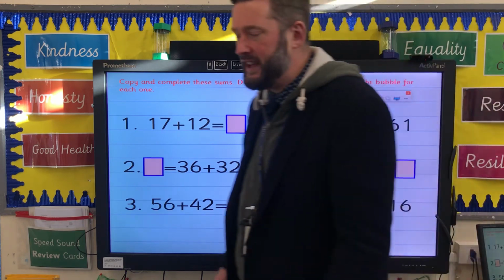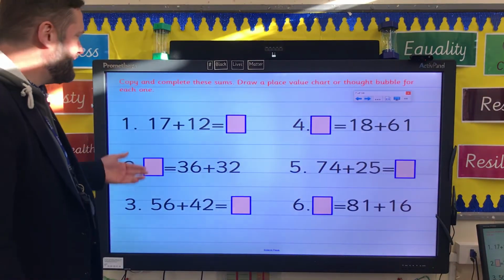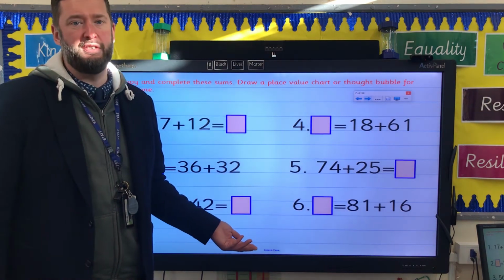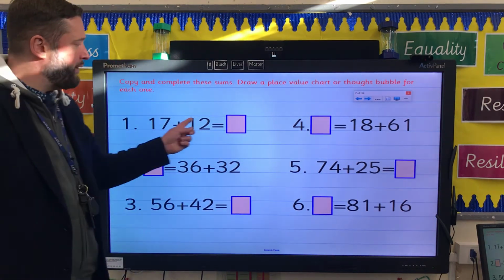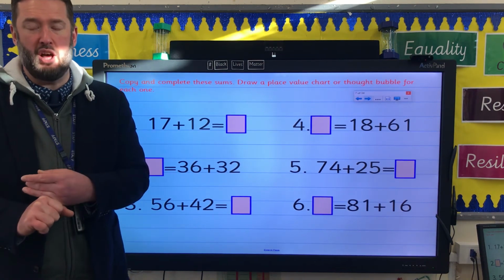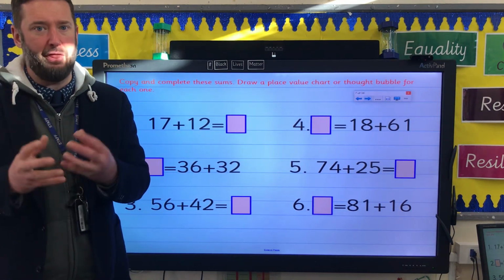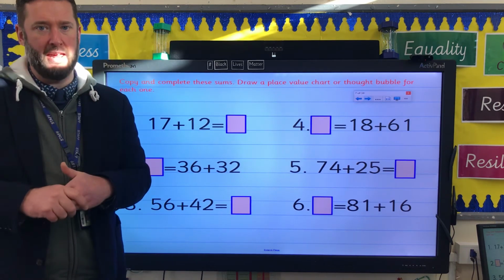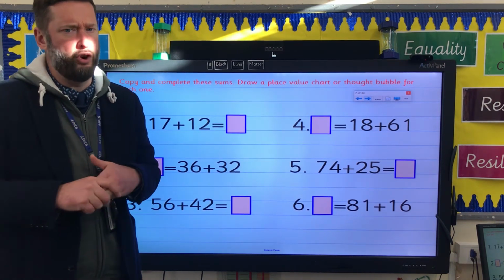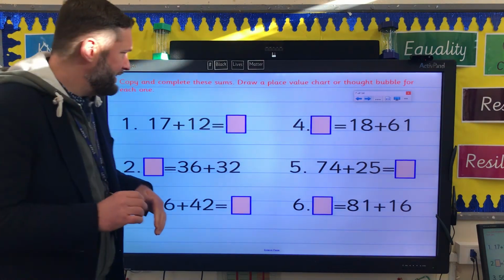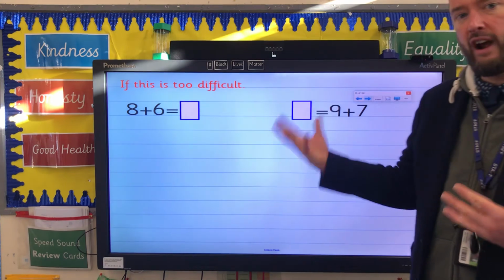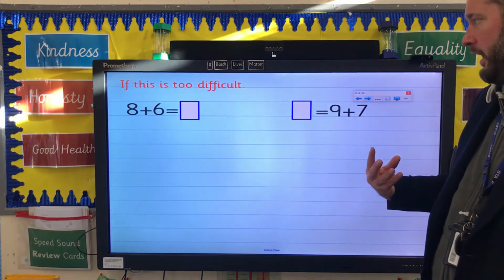Okay, so your task today is to complete 6 addition calculations. You've got to copy them into your book, okay, and draw a place value chart, or you could draw that thought bubble if you're working mentally, okay? But most of you, I think, will draw a place value chart. Now, if that's a little bit tricky, you can try something a little bit simpler, okay?